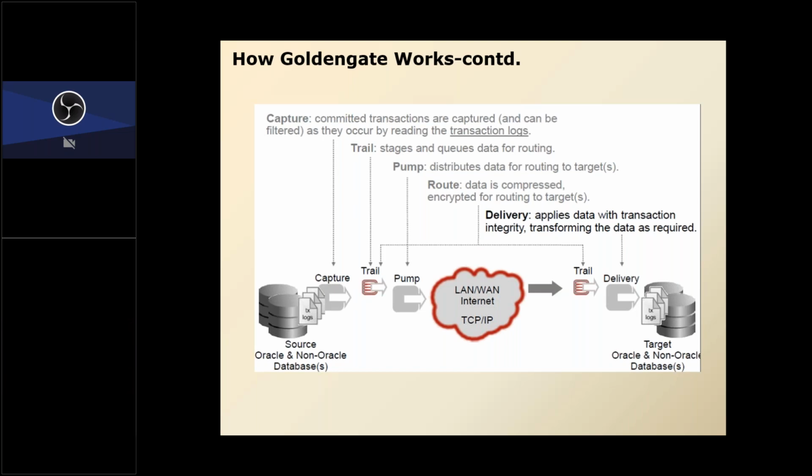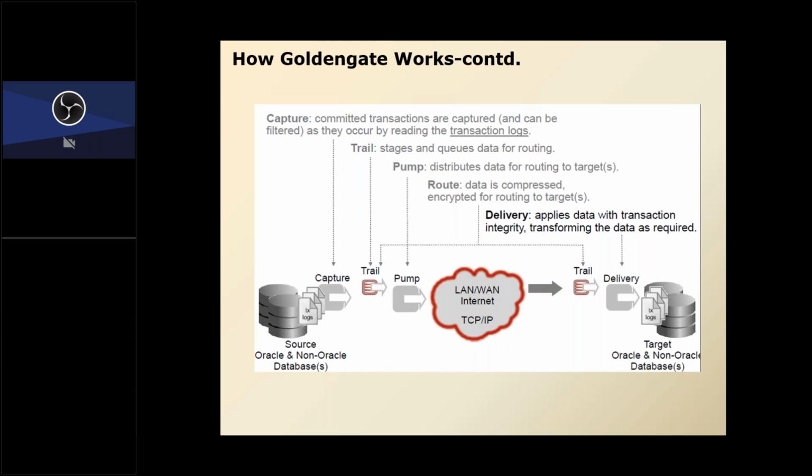So what is the source of the extract process? The source of the extract process is the transaction logs of the database. The target is the local trail. What is the source of the pump process? The source of the pump process is the local trail and the target is the remote trail. The source of the replicate process is the remote trail and the target is the target database. So each process in Goldengate has a source to read from and a target to write to.